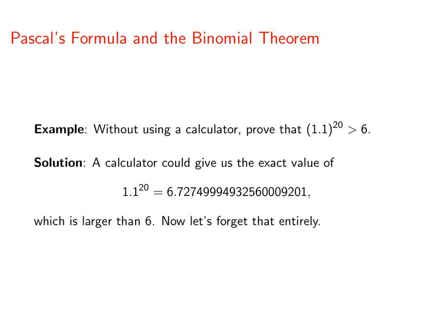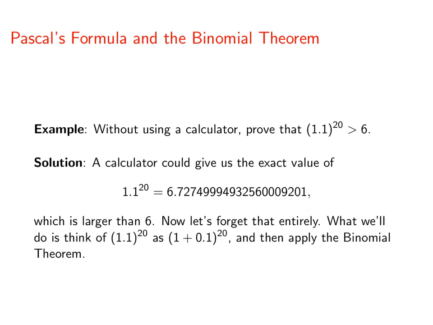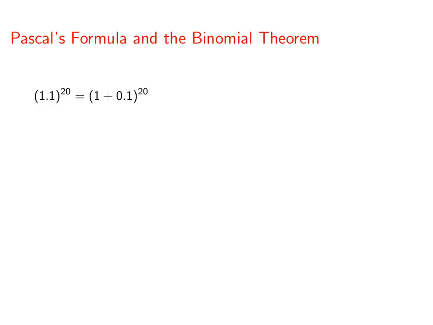So now I would ask you to forget this entirely. What we're going to do is think of 1.1 to the 20th power as (1 plus 0.1) raised to the 20th, and then we're going to apply the binomial theorem. So as we said, 1.1 to the 20th power is (1 plus 0.1) to the 20th. Now let's apply the binomial theorem.